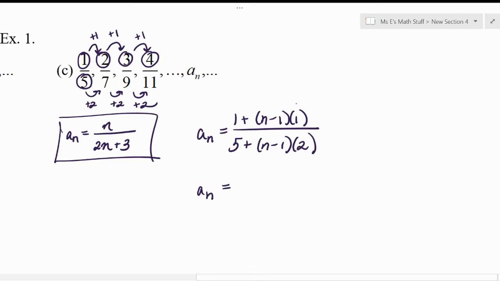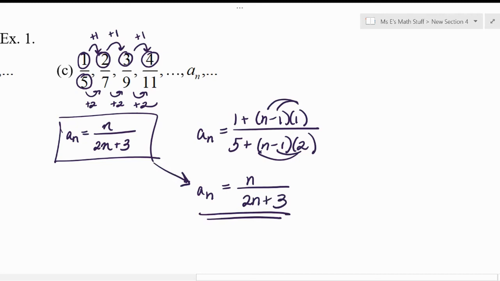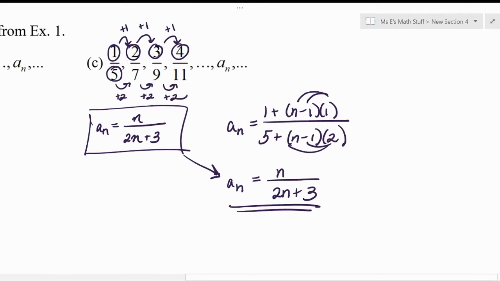And then you could simplify the top by distributing the 1 in and then combining like terms. Lo and behold, you'd get n, which I got the easier way. And then on the bottom, you could distribute the 2 in. You'd get 2n minus 2 plus 5, which would be 2n plus 3. And you could see you get the same thing that I got kind of by inspection when I did it in the first place.